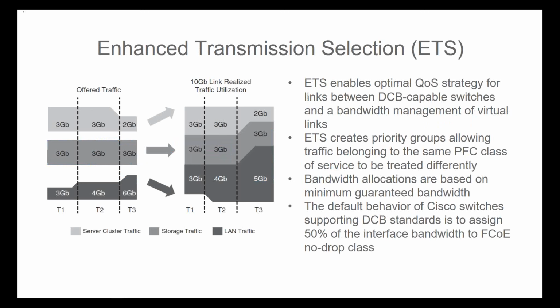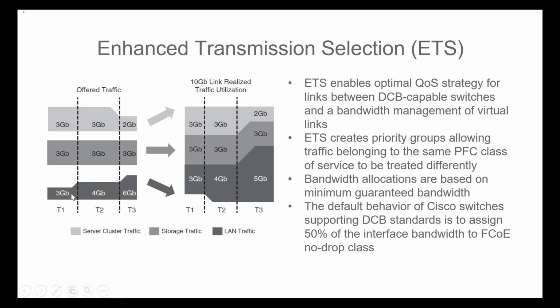Enhanced transmission selection enables optimal QoS strategy for links between data center bridge-capable switches and bandwidth management for virtual links. It can create priority groups that allow traffic belonging to the same priority flow class to be treated individually and differently. The bandwidth allocations are based on minimum guaranteed bandwidth, not a maximum guaranteed bandwidth. So you can still have that bursty traffic.